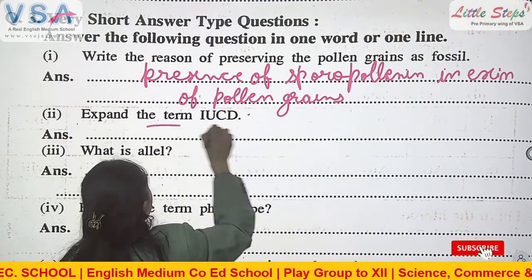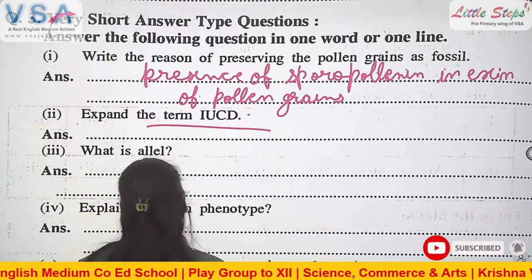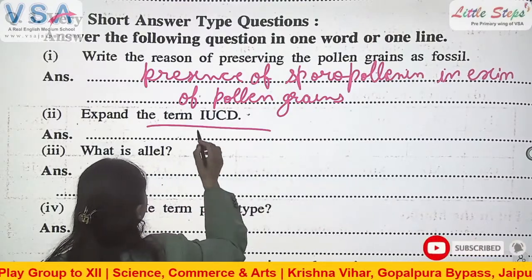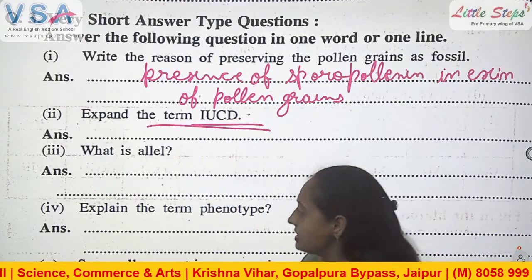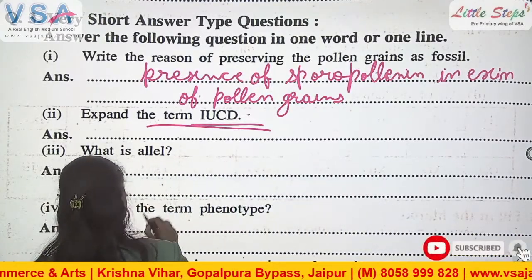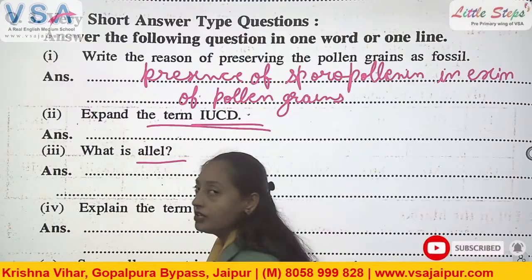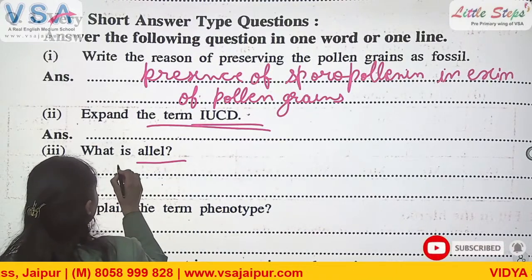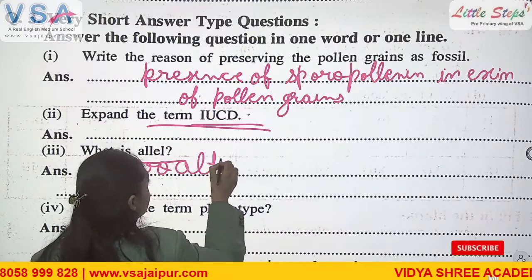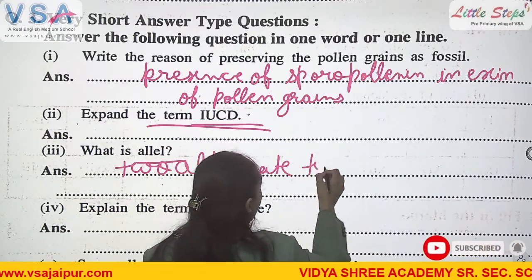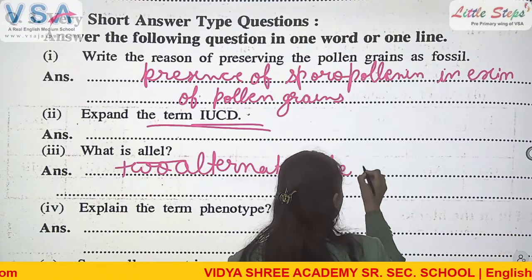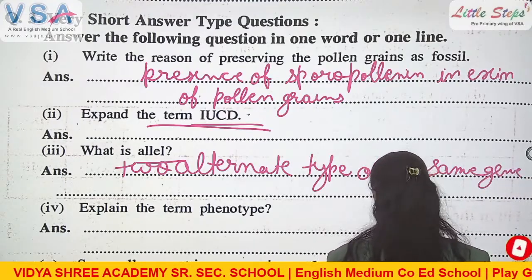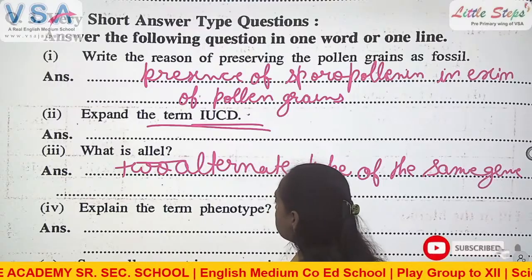ठीक है, नाउ एक्सपेंड द टर्म ऑफ आईयूडीसी. तो आईयूडीसी क्या हो जाएगा? इंट्रा यूट्राइन कॉन्ट्रासेप्टिव डिवाइस. ओके, नाउ व्हाट इज एलील? एलील क्या है? टू ऑल्टरनेट टाइप ऑफ सेम जीन. ठीक है, तो व्हाट इज एलील? Two alternate type of the same gene. ठीक है.